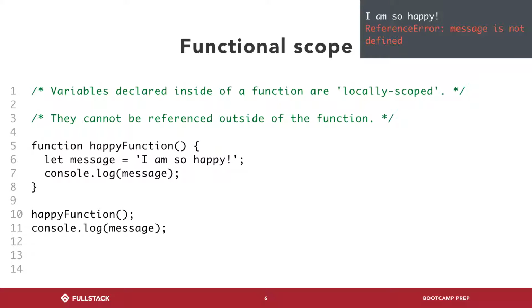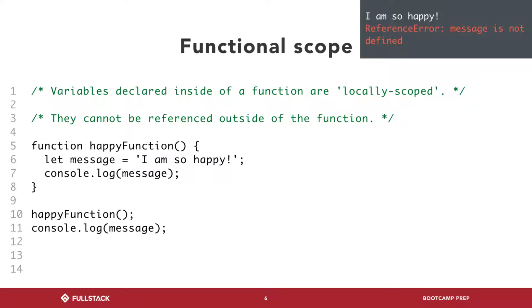Okay. So in this case, if we think about this function here, right? This function is going to create a variable called message, right? It's going to be a string, and we console log it out. And if we look at just happy function, we think, okay, well, this makes total sense, right? I create a variable and I use it right away. That makes sense. And when I execute happy function on line 10 there, that is going to print out I am so happy. However, on line 11, we're also trying to print out this variable called message.